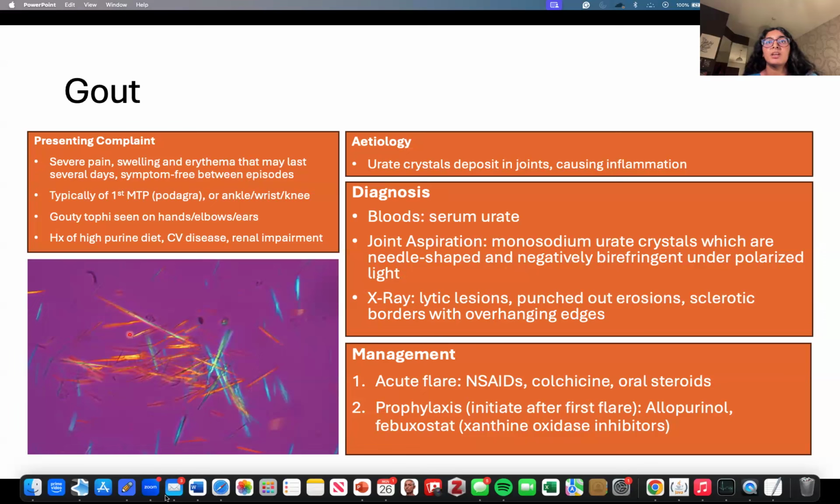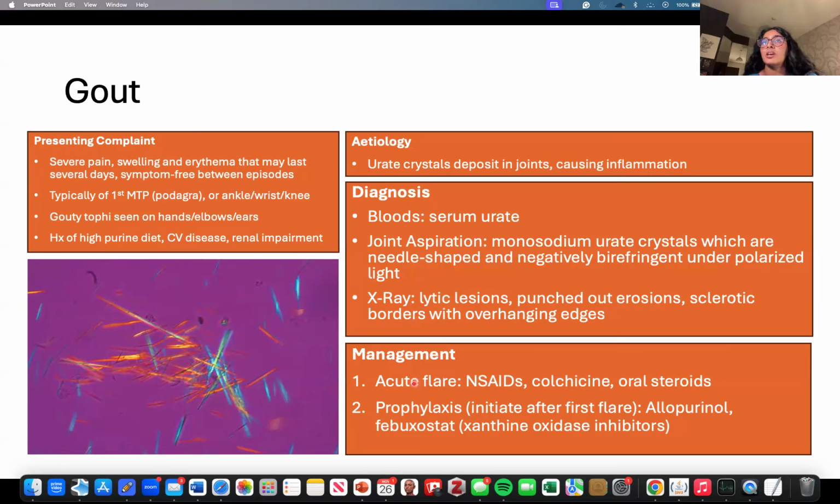They might give you a picture. This is what you might see. Important to know what this looks like versus pseudo-gout. The X-ray, these are some buzzwords: lytic lesions, punched out erosions, sclerotic borders, because the uric acid is like biting.